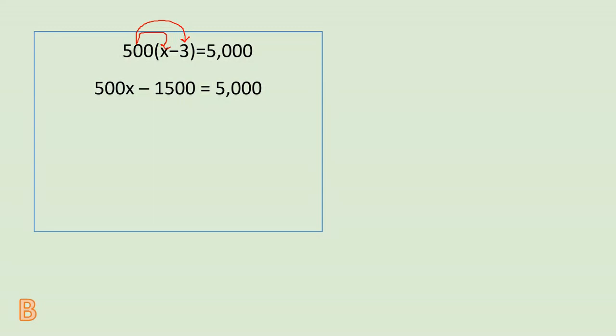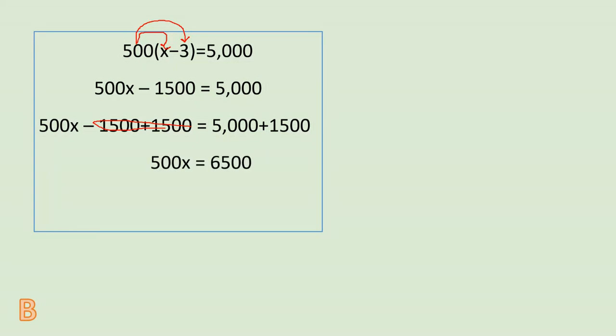What's the next thing we need to do? You are correct. Add a zero pair. So we're going to add a zero pair to negative 1,500, which will become plus 1,500. We do that on both sides. We know that a negative 1,500 plus a positive 1,500 is going to be a 0. So we're left with 500x equals, and then we add 1,500 to 5,000, and we get 6,500. So 500 times x is equal to 6,500.